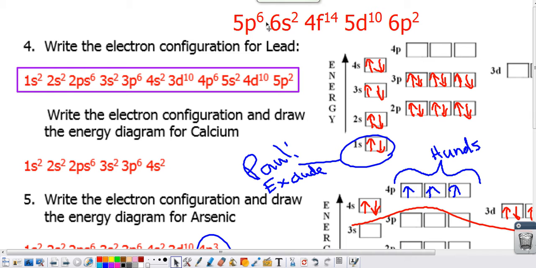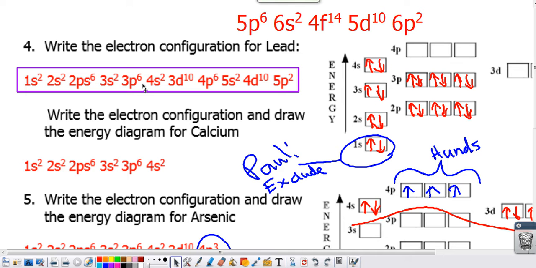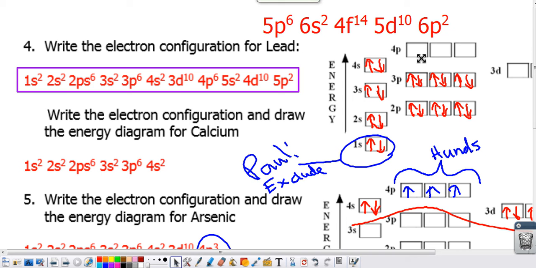That is an error. I think we accidentally did the element right above lead, which is 10. Totally our fault. Let's just go ahead, blame the right person, Mr. Shangri-La. Okay.